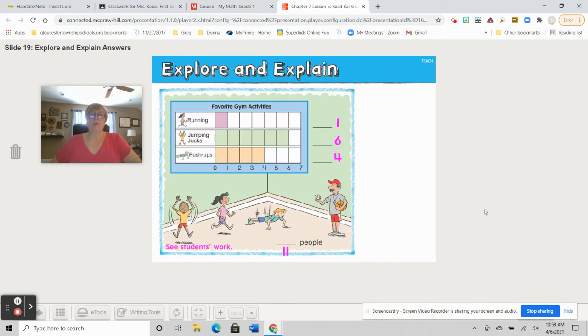Okay, here we go. 1 for running, 6 for jumping jacks, 4 for push-ups, and in all, 11 people were surveyed.